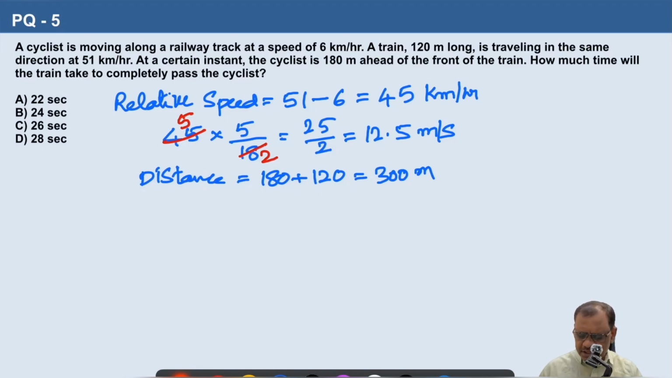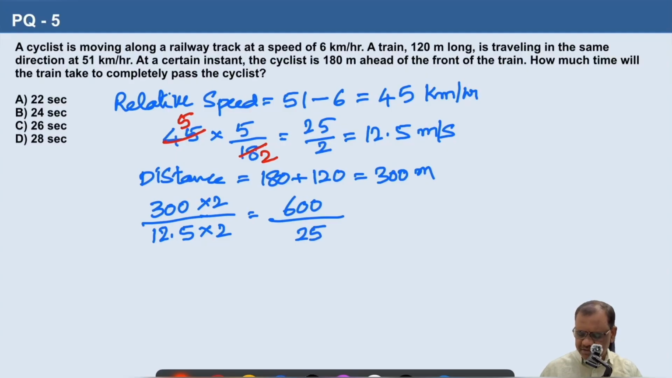And this you have to divide by the relative speed. 300 divided by 12.5. Since both of them are moving in the same direction, relative speed is the difference. So by dividing this, you will get the time taken for the train to pass the cyclist. We have a decimal here, so to avoid the decimal, multiply both numerator and denominator by 2. So this is 600, and 12.5 times 2 is 25.